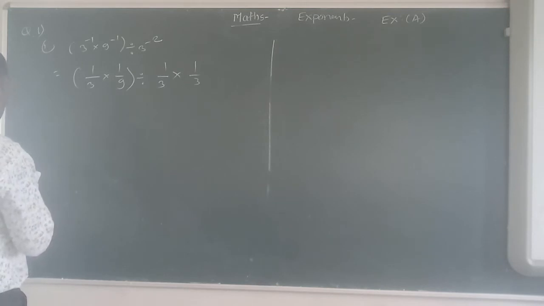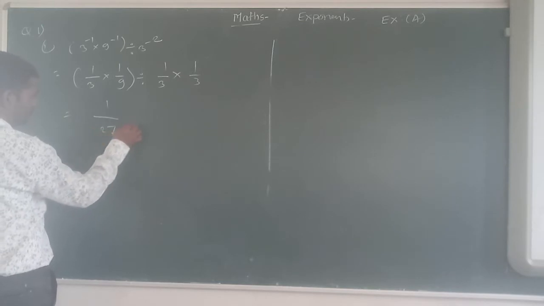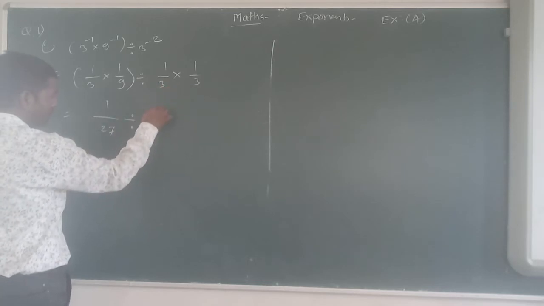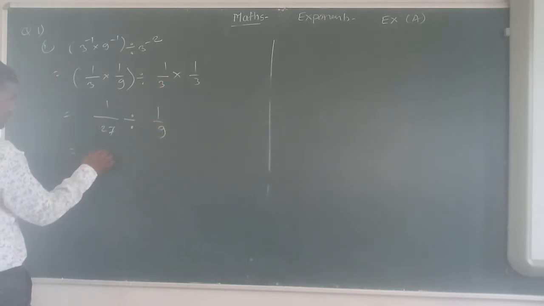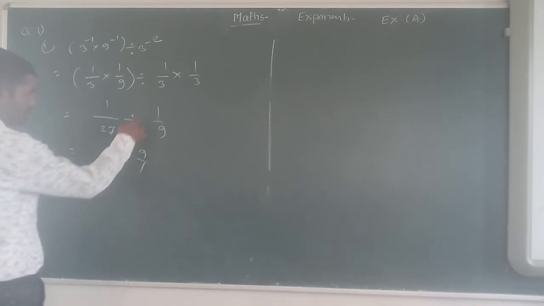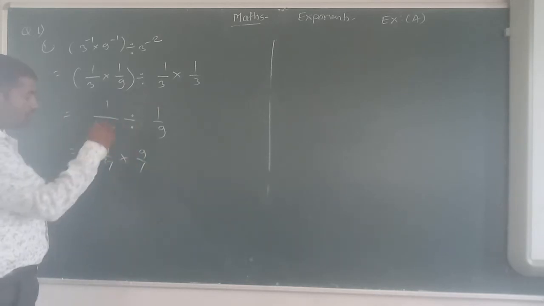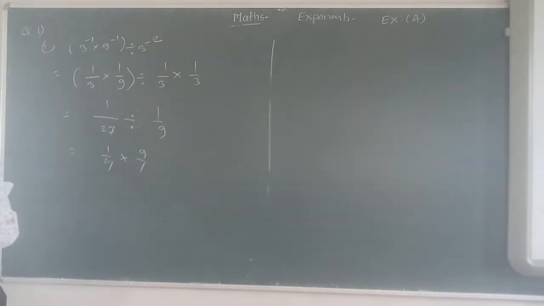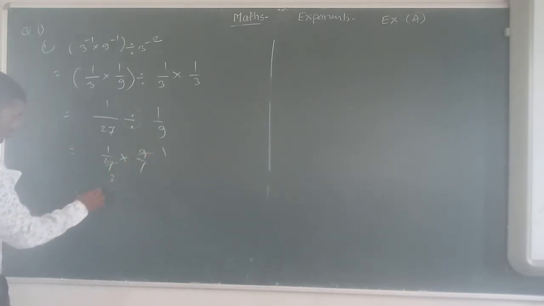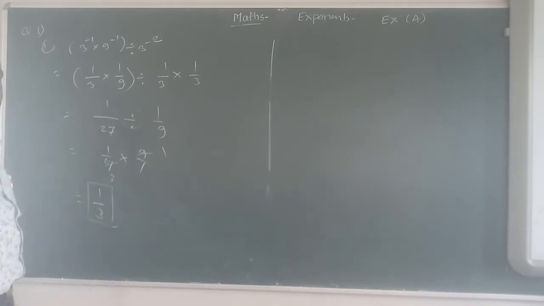In the next step, here 3 times 9 is 27. 1 upon 27, divided by 3 into 3 times 9. 1 upon 9 equal to 1 upon 27 into 9 upon 1. I have changed the sign and taken the reciprocal. That means the denominator becomes the numerator, and the numerator becomes the denominator. So the answer will be 1 upon 3. 1 upon 3 is the answer.